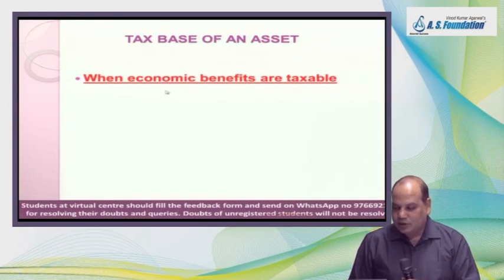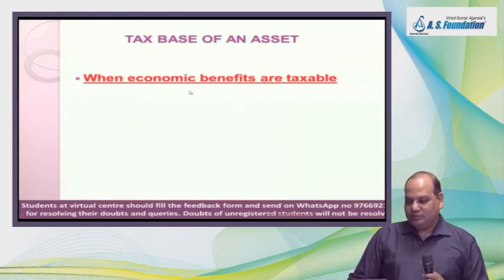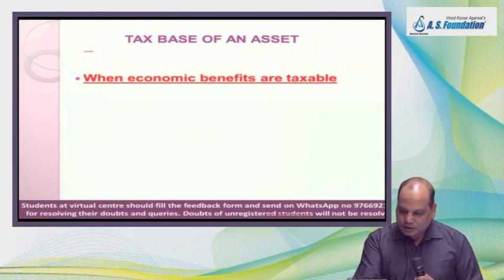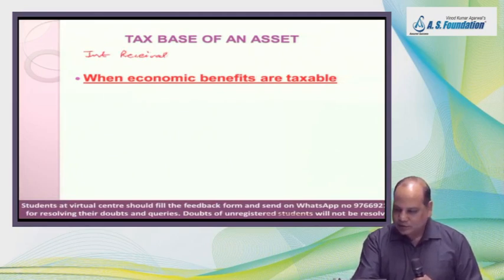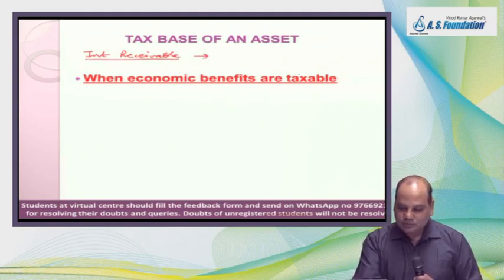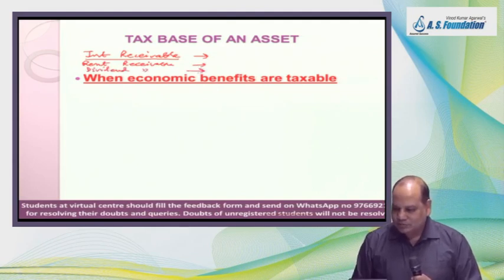Next is when economic benefits are taxable. If you keep the example in mind, it is easy. Like interest receivable. Interest receivable is an asset and it relates to income. Rent receivable, it is related to income. Dividend receivable, it is related to income and it is an asset.